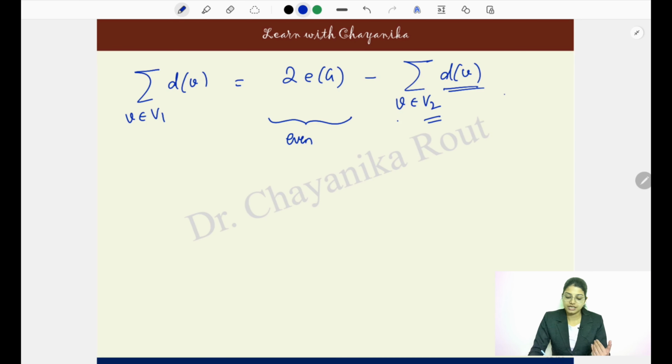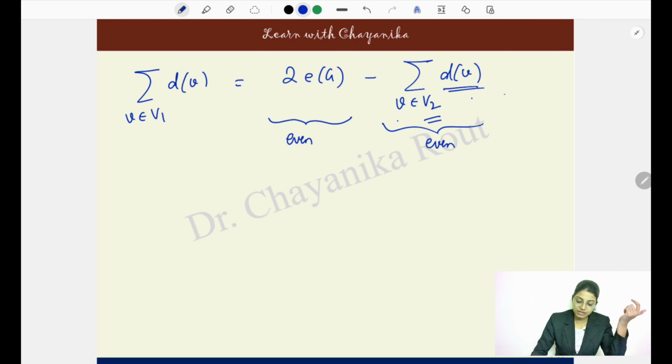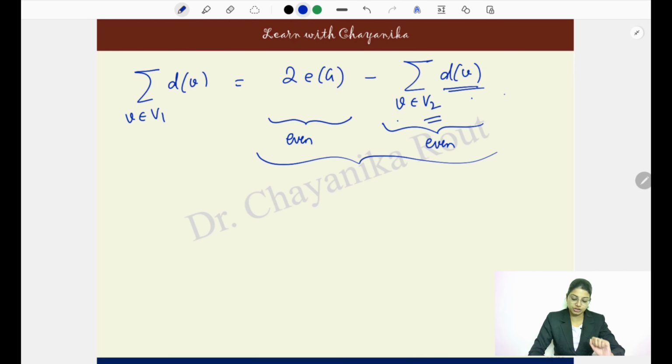What about the second term? Here we have a summation of all the degrees of those vertices which belong to V2. Now, V2 is the set of all even vertices. So V2 contains only those vertices which have even degrees, and those even degrees are being added here. So this is basically the sum of all even quantities. Now, when even integers are added, the resultant is also an even integer. So this is also even. So, in totality, the entire right hand side of this equation is even. Since this right hand side is equal to the left hand side, no doubt this quantity is also going to be an even integer.